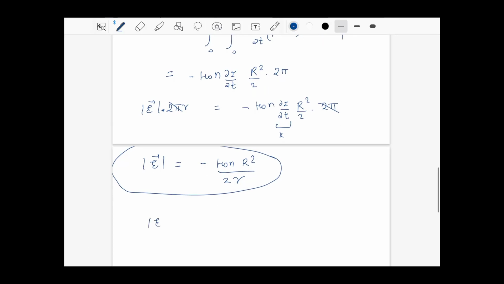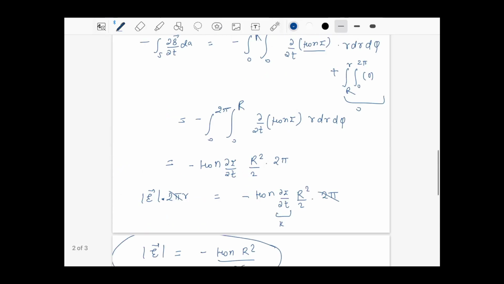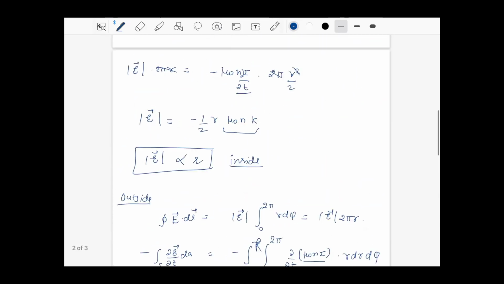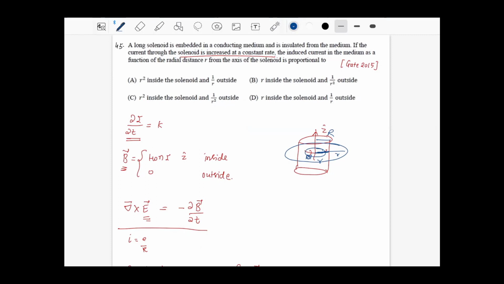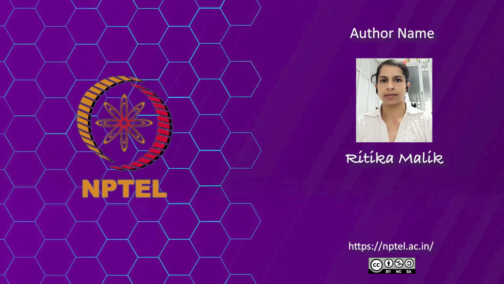So the outside field E varies as a function of 1 by R. However, the inside field varies as a function of r. So the correct answer is: the induced current, which is proportional to the electric field, varies as r inside the solenoid and as 1 by R outside. So the correct answer is D. This is the correct option here.